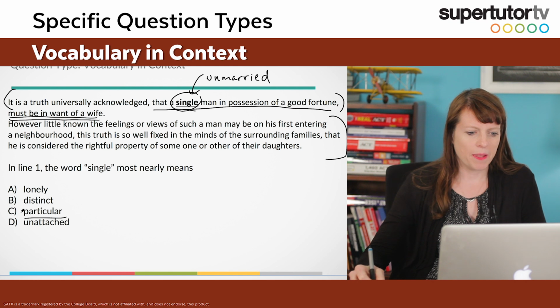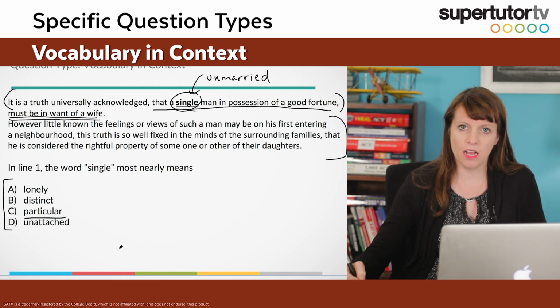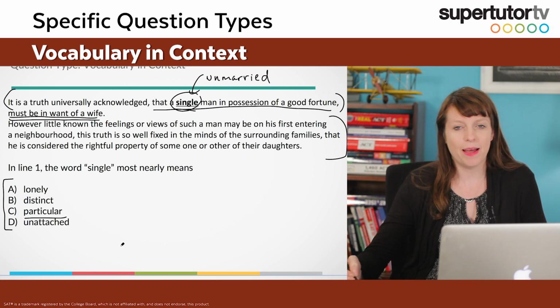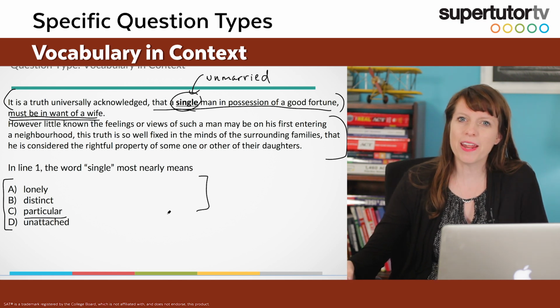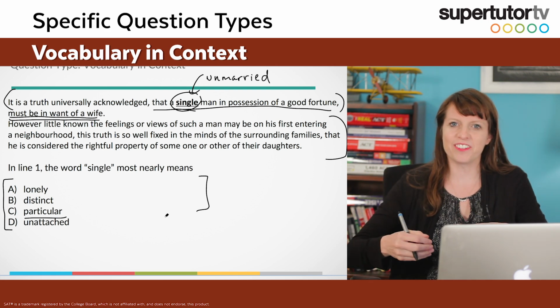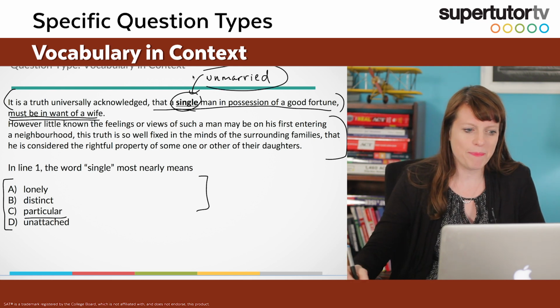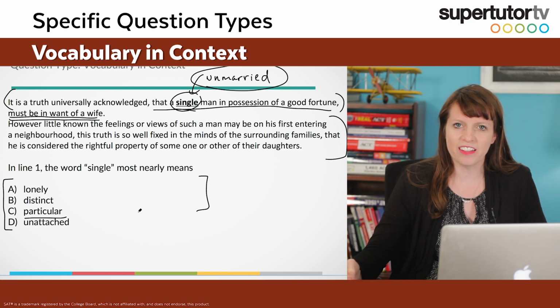And then I go down here, but you see what happens. Lonely, distinct, particular, unattached. And I go, I don't see unmarried. Uh-oh, I'm in trouble, right? Now, some of you might know that one of these is potentially a synonym to unmarried, but my point is that sometimes you don't know. Sometimes you know your perfect word, unmarried, but you don't see it there. And then you go, gosh, maybe I'm wrong. I don't know what's going on, right?